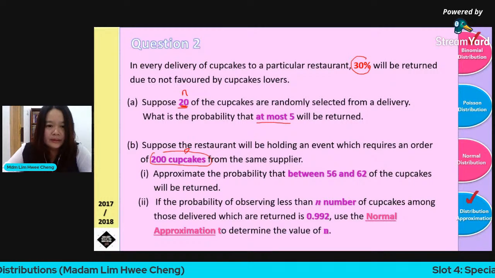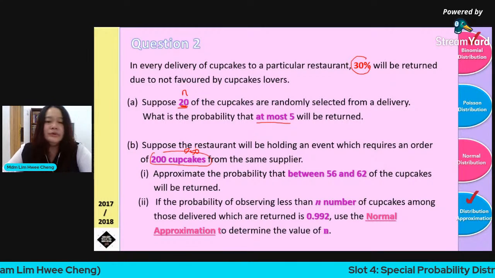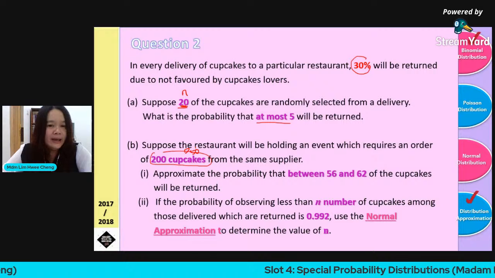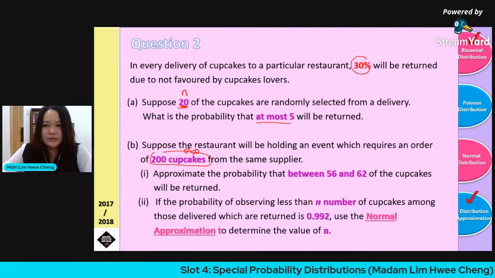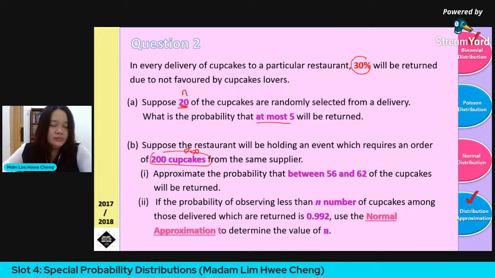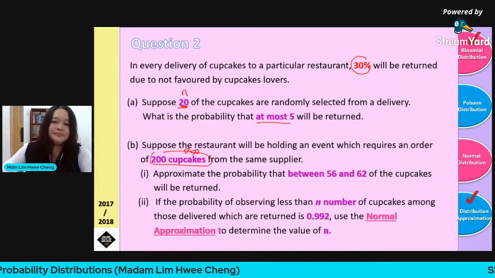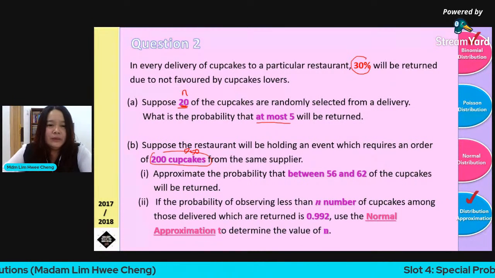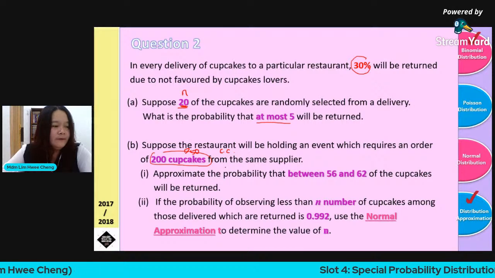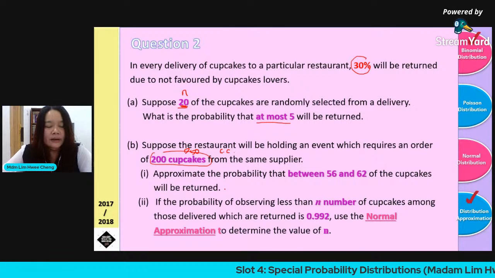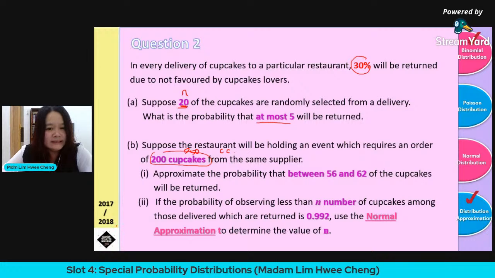Okay, this one is already greater than 50. So in your mind, you should know that I have to do the approximation. That's why this question is based on the binomial distribution and the normal approximation. This one we need to do the correction of continuity for this part. So remember, this is the year 2017 and 2018 questions.